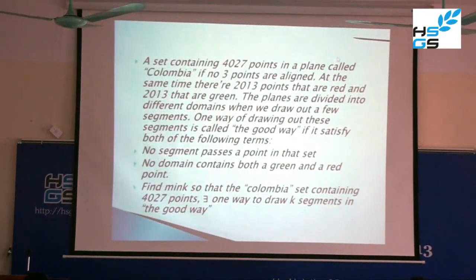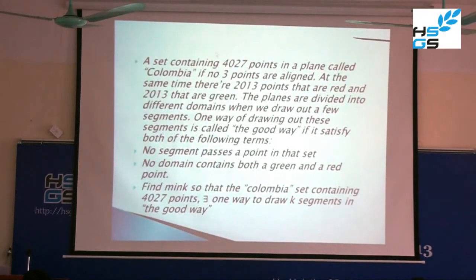Then we move on to our final problem. A set containing 4,027 points in a plane is called Columbia, if no 3 points are aligned, and at the same time there are 2,013 points that are red and 2,014 points that are green. The plane is divided into different domains when we draw out a few segments. One way of drawing out these segments is called the good way if it satisfies both of the following terms.